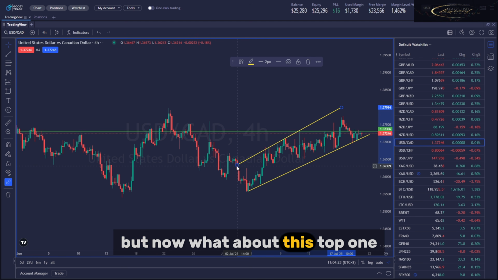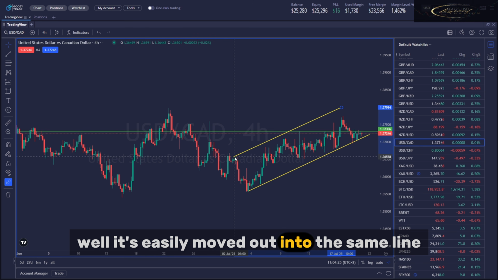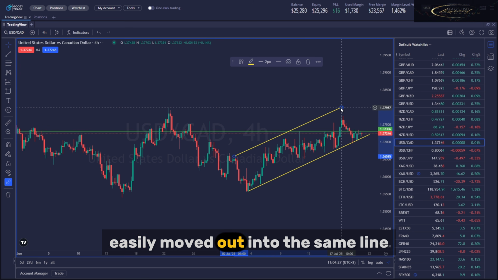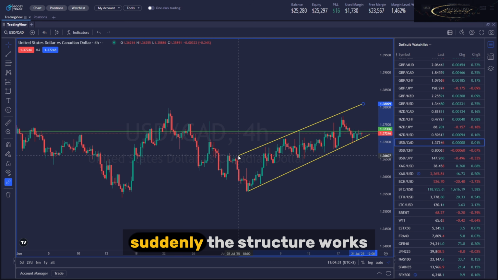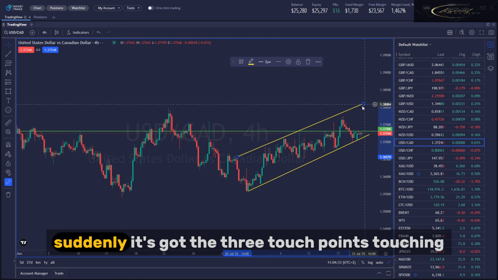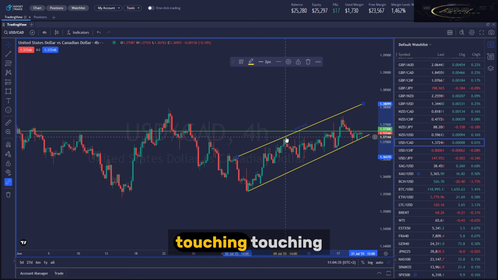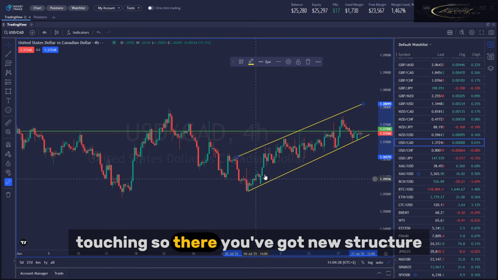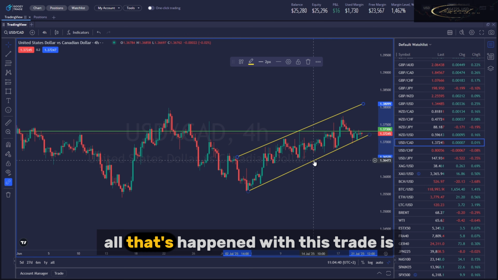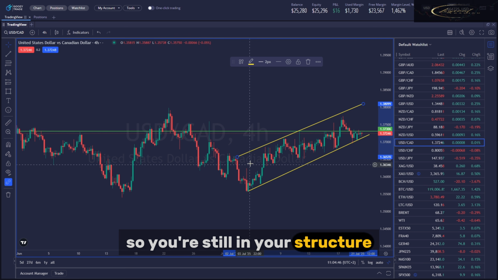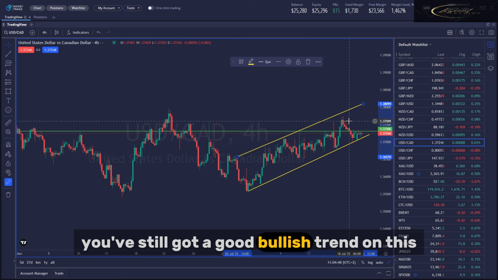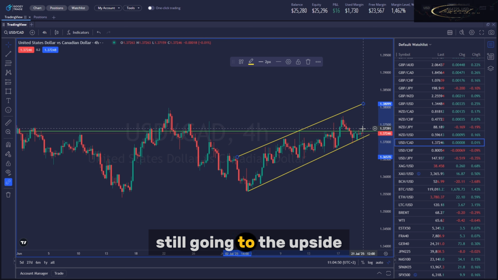But now what about this top one? Well, it's easily moved out into the same line, and suddenly you've got structure. Suddenly the structure works. Suddenly it's got the 3 touch points, touching, touching, touching, touching. So there you've got new structure. All that's happened with this trade is the structure has widened slightly. So you're still in your structure. You've still got a good bullish trend on this, still going to the upside.